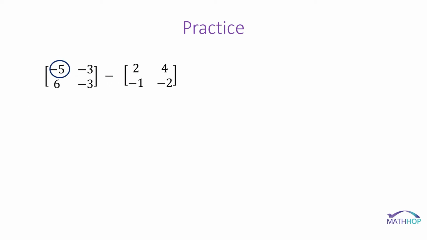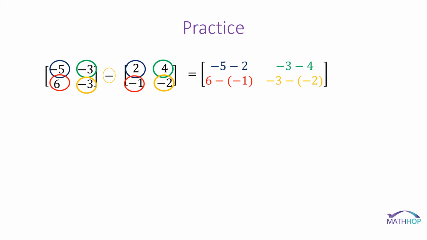So I would take -5 minus 2. Then I would put that in the top left, 6 minus -1, -3 minus 4, and -3 minus -2. This is the one we want to be careful with. So when you're first learning these, go ahead and put the actual expression into the matrix before you simplify it. So I can see that this was -5 minus 2. I can see this was 6 minus -1.